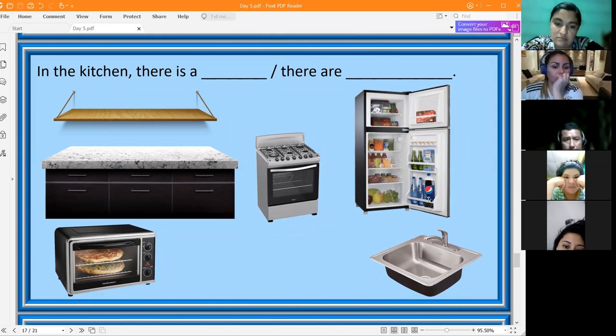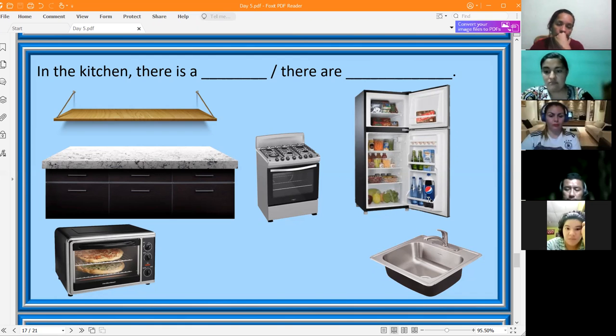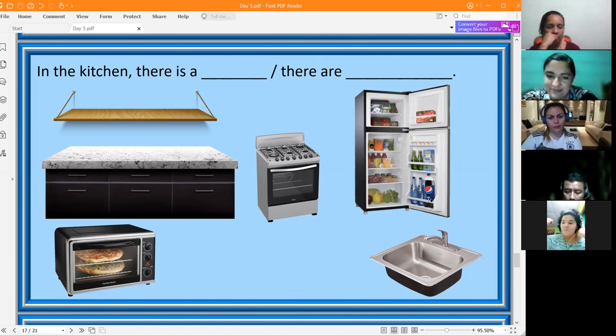There is a refrigerator. There is a stove. There is a microwave oven. Excellent. Thank you. Nuria, can you describe your kitchen? In my kitchen, there is a gas stove. There is a refrigerator. There is a sink. Only that. Okay, that's enough. Thank you very much. Very good.